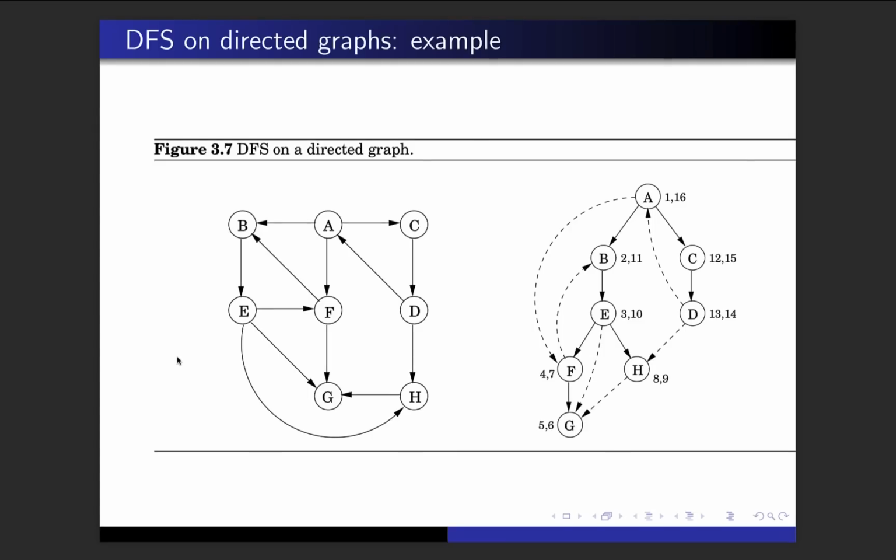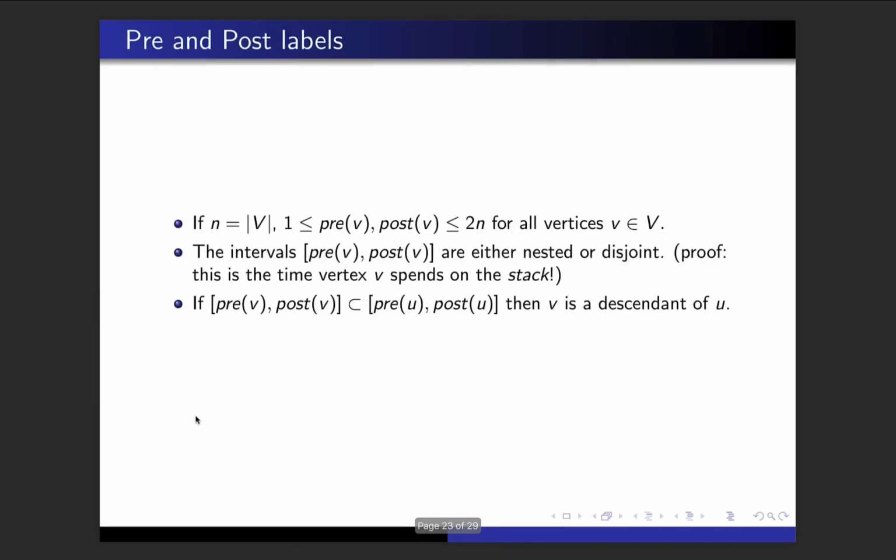Given this, let's try to extract some information out of all these things we have collected, these pre and post labels, and the structure of this exploration process that you have to the right. Notice that, at least on paper, it looks slightly different from the initial graph that you have, although it's the same thing. We're going to get some info out of these numbers. Let me notice a couple of things.